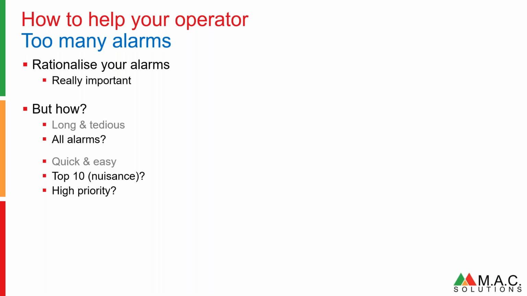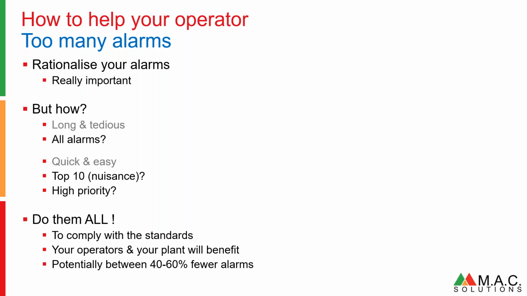I've had a notification, a notice from the HSE. I've got to rationalize and document my high priority alarms. That's all I have to do. I've only got 200 high priority alarms. That's great. I can do that quite quickly. Is that the right thing to do? No. Do all your alarms. In the standards, to comply with the alarm management standards, ISA 18.2, IEC 62682, they both do the same thing. They say you have to do them all.